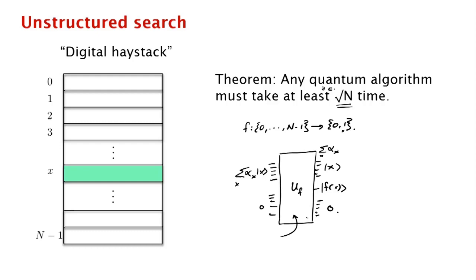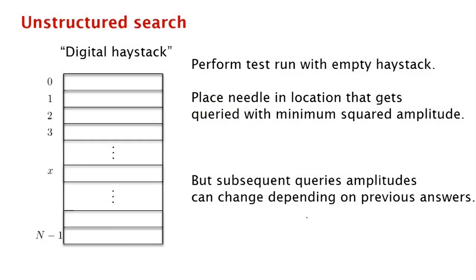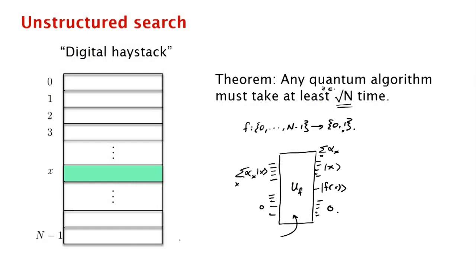Okay, so now let me tell you just a sketch of how this argument works. Why does it take at least square root of N steps? What we're going to do is solve a related problem. Instead of finding x, we look at the related problem: does there exist x such that f of x equals 1? So we want to distinguish the case where there is exactly one marked item from the case where there are no marked items. And we'll say that in order to distinguish these two cases, you must take square root N time.